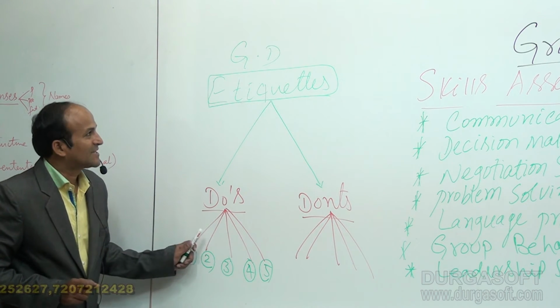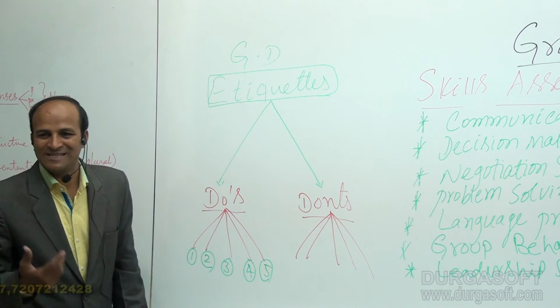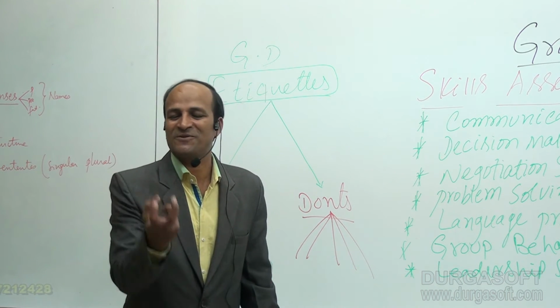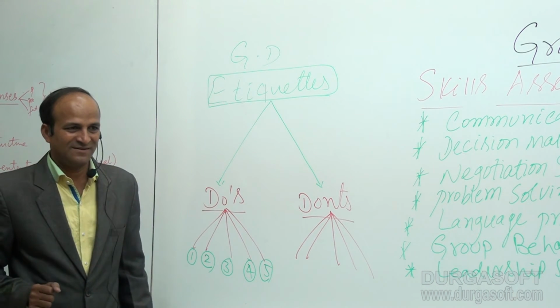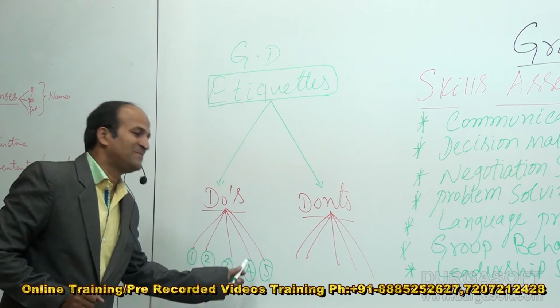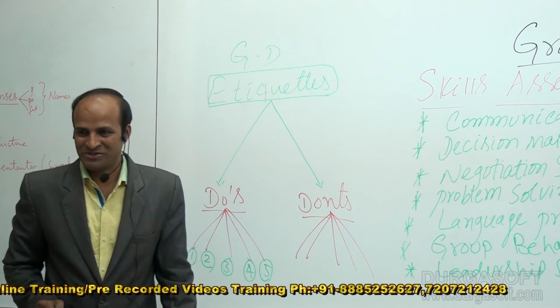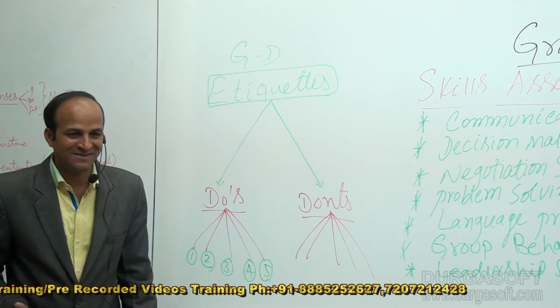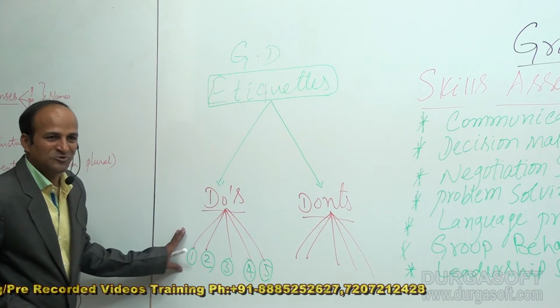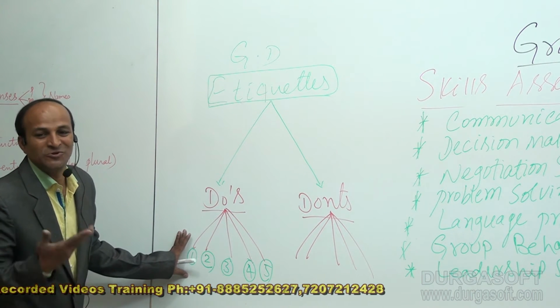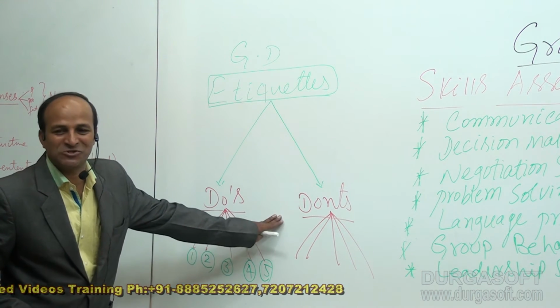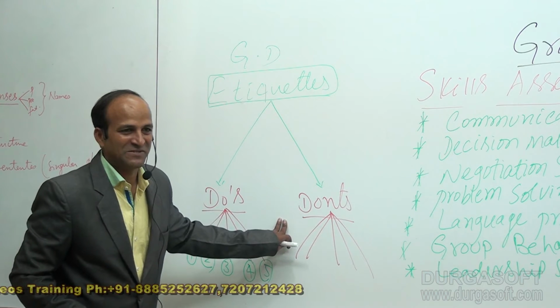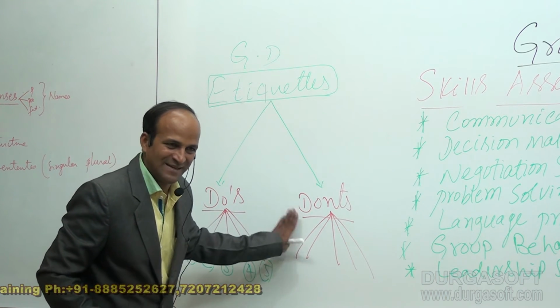So these are the few things. If you can keep them in mind, participating in the GD is not a big deal. You can come out with flying colors, and apart from this, we need to follow some don'ts. Don'ts are also very important. We know what to do, but if we don't know what we are not supposed to do, we absolutely make mistakes. Most of the mistakes happen here, not here.